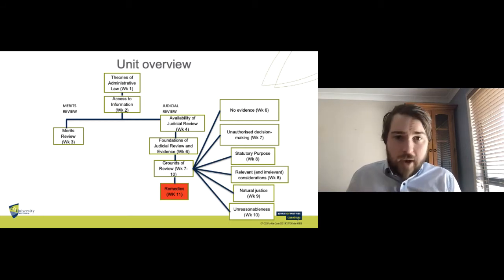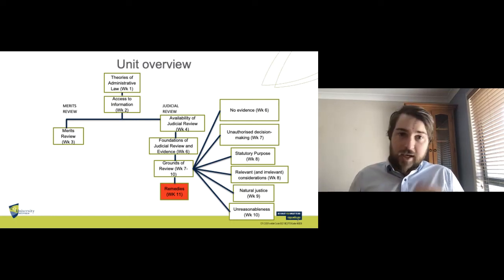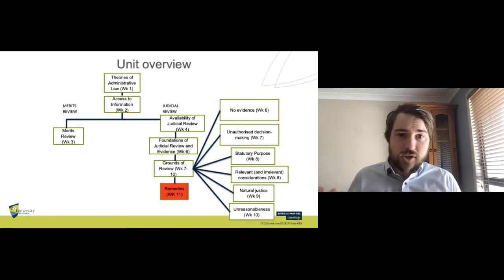So, was there no evidence for the decision? Was the decision maker unauthorized? Did the decision go against the purpose of the statute? Did the decision maker fail to take into account a relevant consideration? Did they take into account an irrelevant consideration? Was the person affected denied natural justice and procedural fairness? And on the whole, was the decision just so unreasonable that no decision maker would have made that decision?